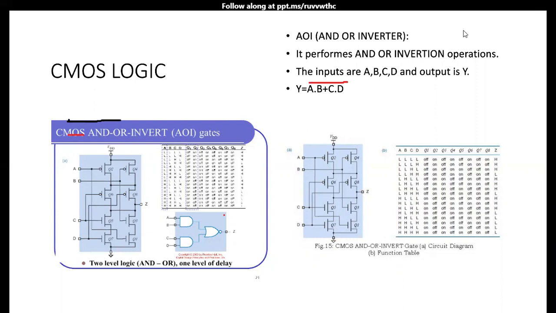Today I am going to explain about CMOS AOI and OAI. AOI full form is AND-OR-Inverter. That means this single circuit performs the AND-invert operation.